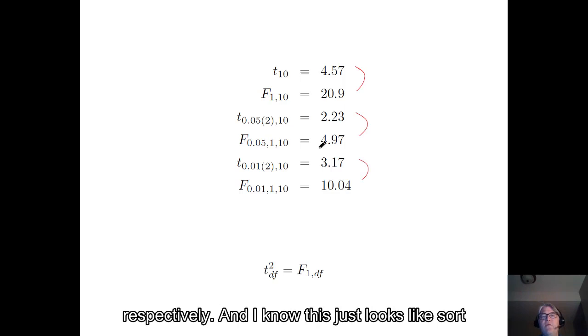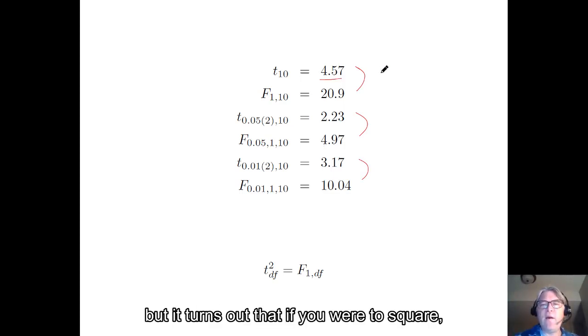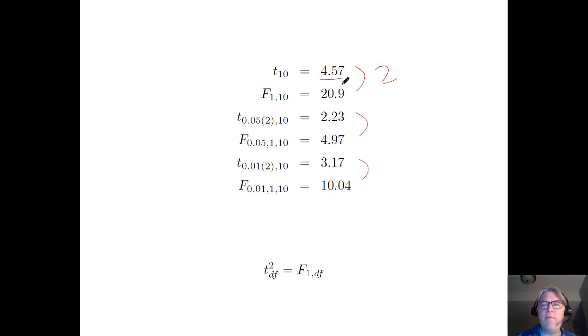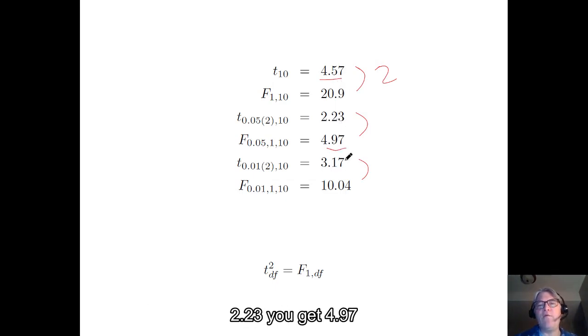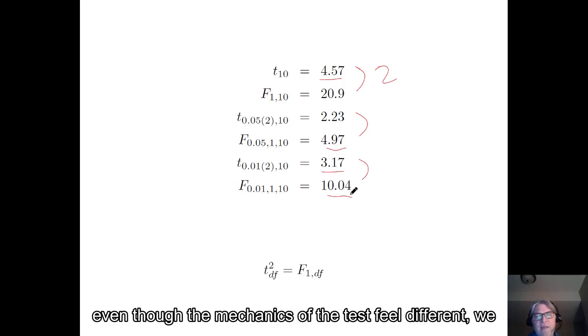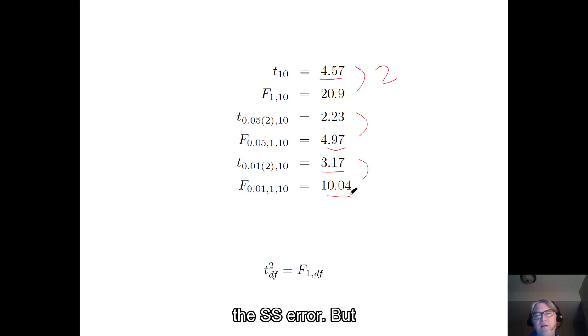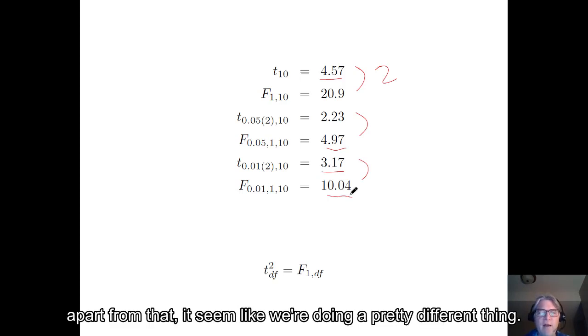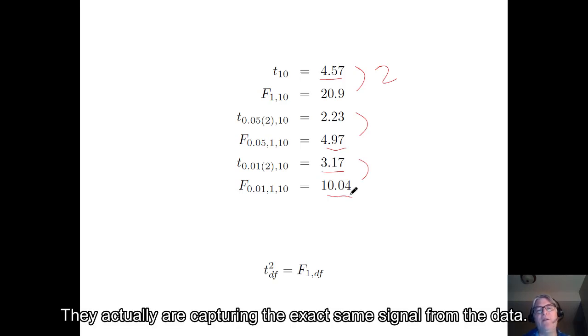And I know this just looks like sort of a confusing barrage of numbers perhaps, but it turns out that if you were to square 4.57, you get 20.9. If you were to square 2.23, you get 4.97. If you were to square 3.17, you get 10.04. So it turns out that even though the mechanics of the test sort of feel different, we saw one connection between the pooled variance and the SS error, but apart from that, it seemed like we were doing a pretty different thing. They actually are capturing the exact same signal from the data.